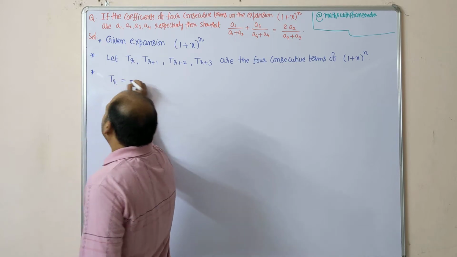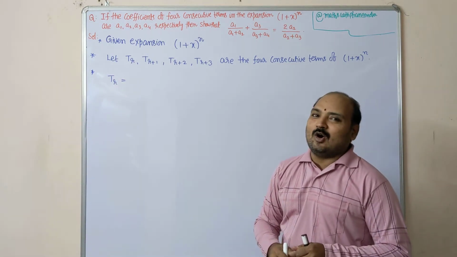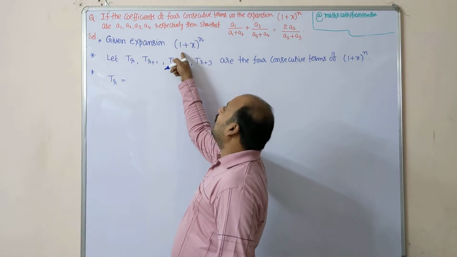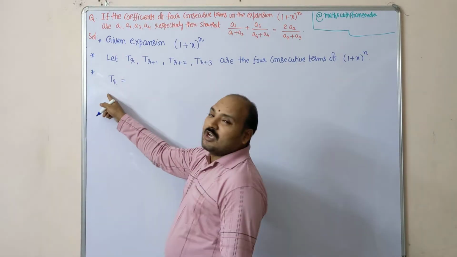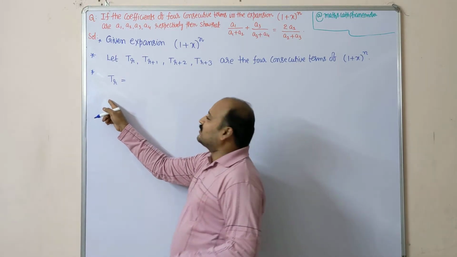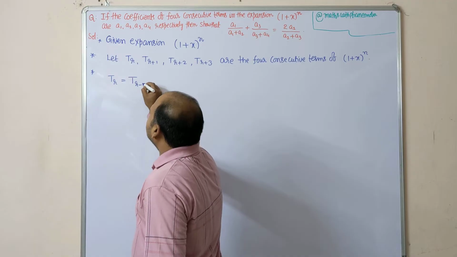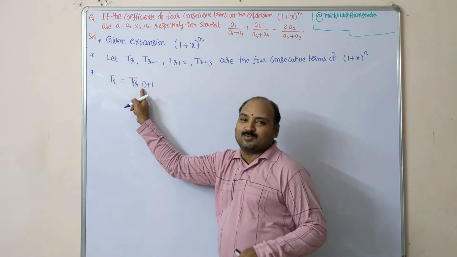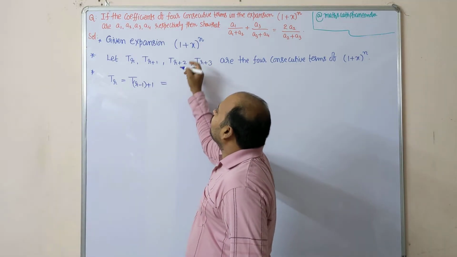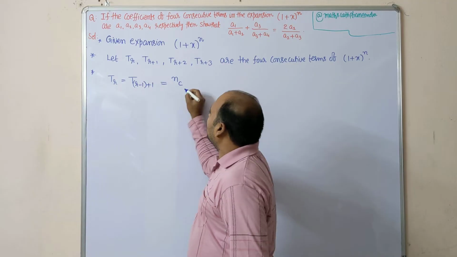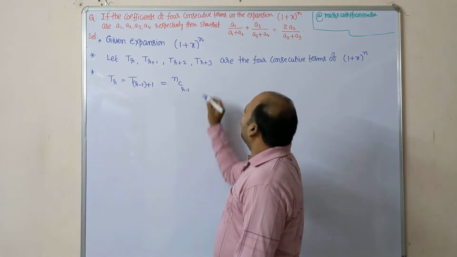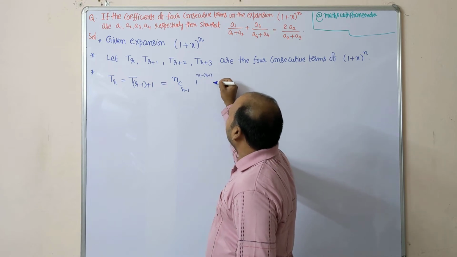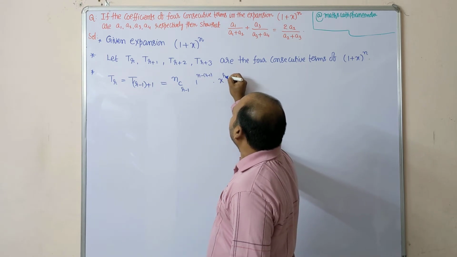TR, we know that general term of the expansion is NCR into x power n minus r into a power r. Similarly, here x value 1, a value x. So TR term, I want to write in terms of TR plus 1. So can we write like this? TR minus 1 plus 1. It is looking like TR plus 1 only. R value is R minus 1. So for this expansion, NCR minus 1, 1 power n minus of r minus 1 and x power r minus 1.